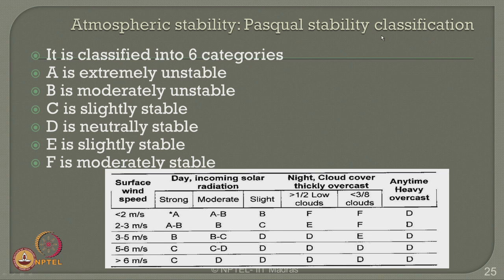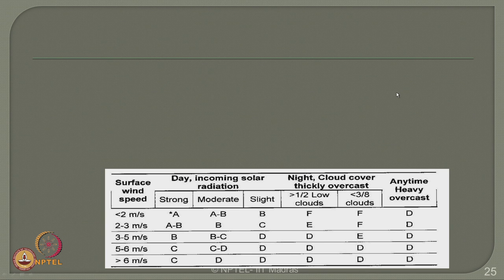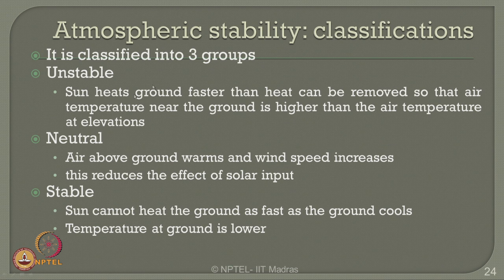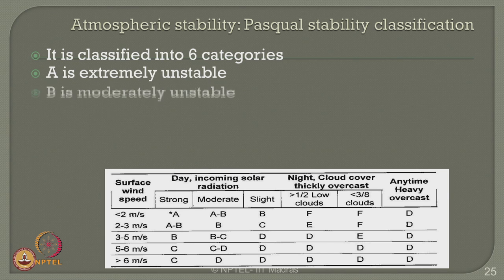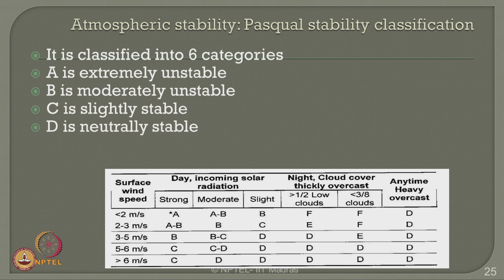So friends, one can classify the atmospheric stability either based on the categories as you see here, as unstable, neutral or stable in general, or, to be very specific, one can also classify them depending upon the surface wind speed and for day, night and any time, depending upon the classification given by Pasquill stability, as you see in the slide now.